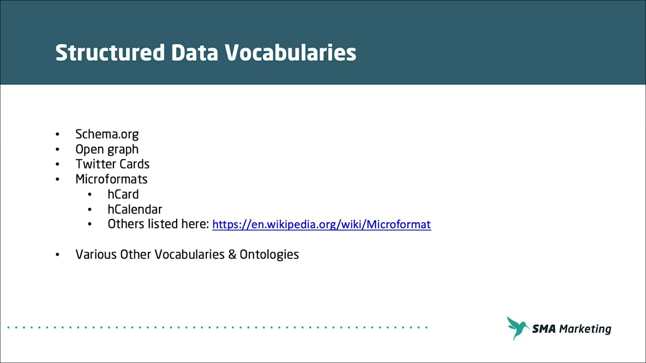hCard and hCalendar are some of the earliest types of structured data, and you can think of these like digital business cards or calendar links that you may have saved into your Microsoft Office, vCards, things like that. That's really where these microformats come out of. There are also a number of other vocabularies and ontologies which can describe a number of different things. We're not going to get into all of those in this video because this is really just an introduction to structured data, but know that you're not limited to just these types.